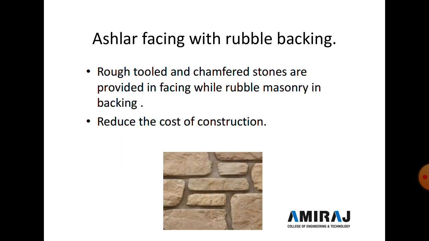Now next is ashlar facing with rubble backing. So, ashlar facing and rubble backing composite masonry. In this type of composite, rough tool and chamfer stone are provided on the face, while rubble masonry is on the back side, and this may reduce the cost of construction as rubble is available at a cheap rate. So this type of ashlar facing with rubble backing is used.